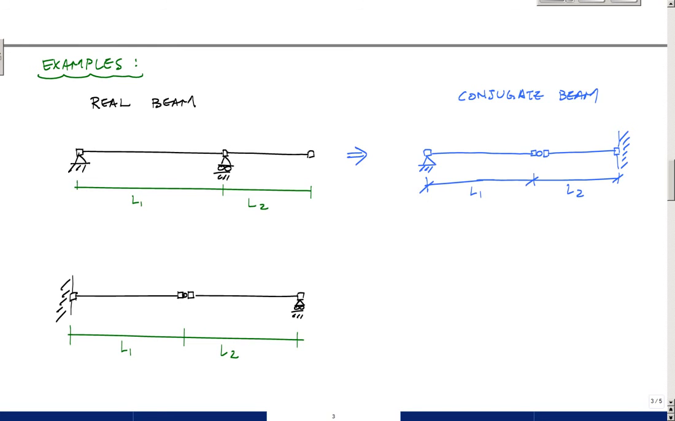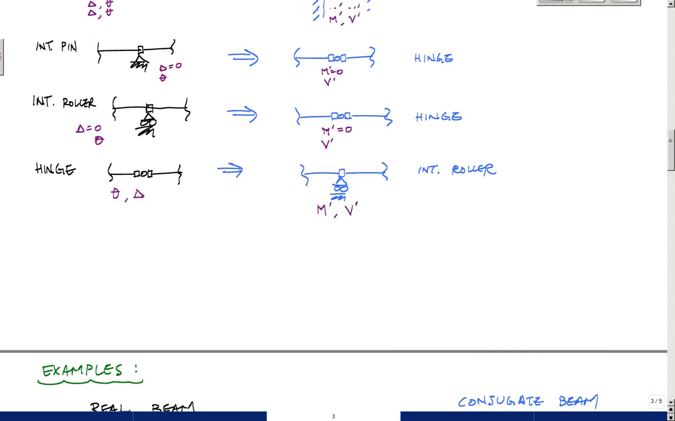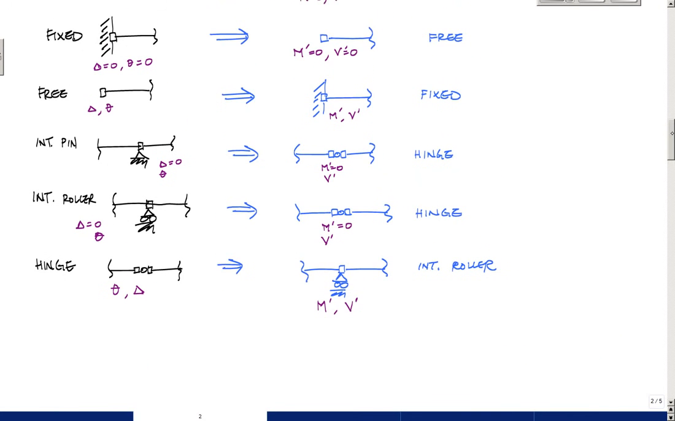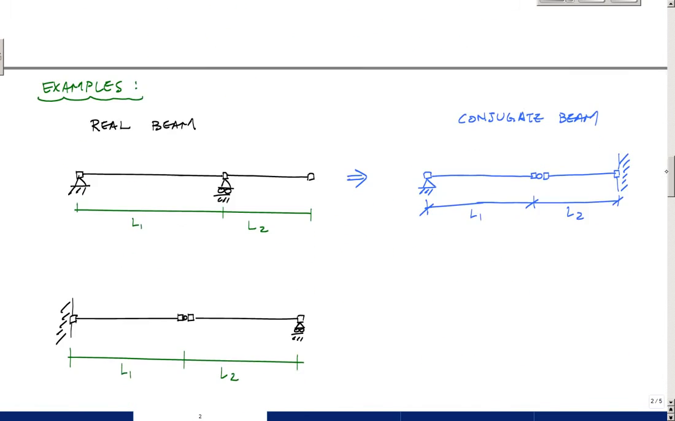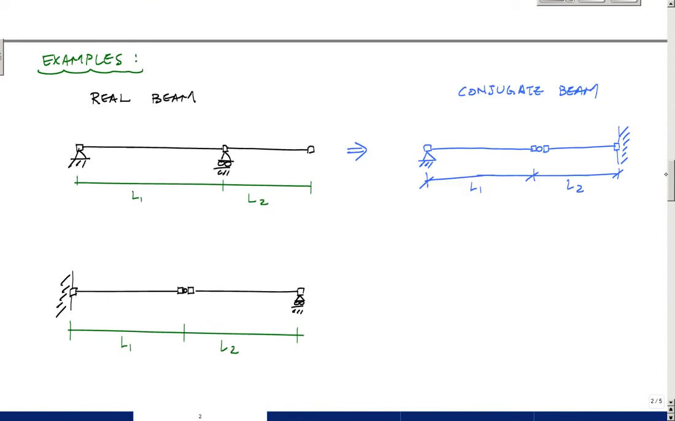And then you would take the curvature diagram and apply that as a loading on the conjugate beam. And then look, is this still statically determinate? Oh, this one is not, but we can probably analyze it like statically determinate as long as there's no lateral loads. Let's make sure we did everything right. Yeah, that looks pretty good. Internal pin to a hinge. Oh, internal roller to a hinge. Yeah, that's what I'm talking about, right?